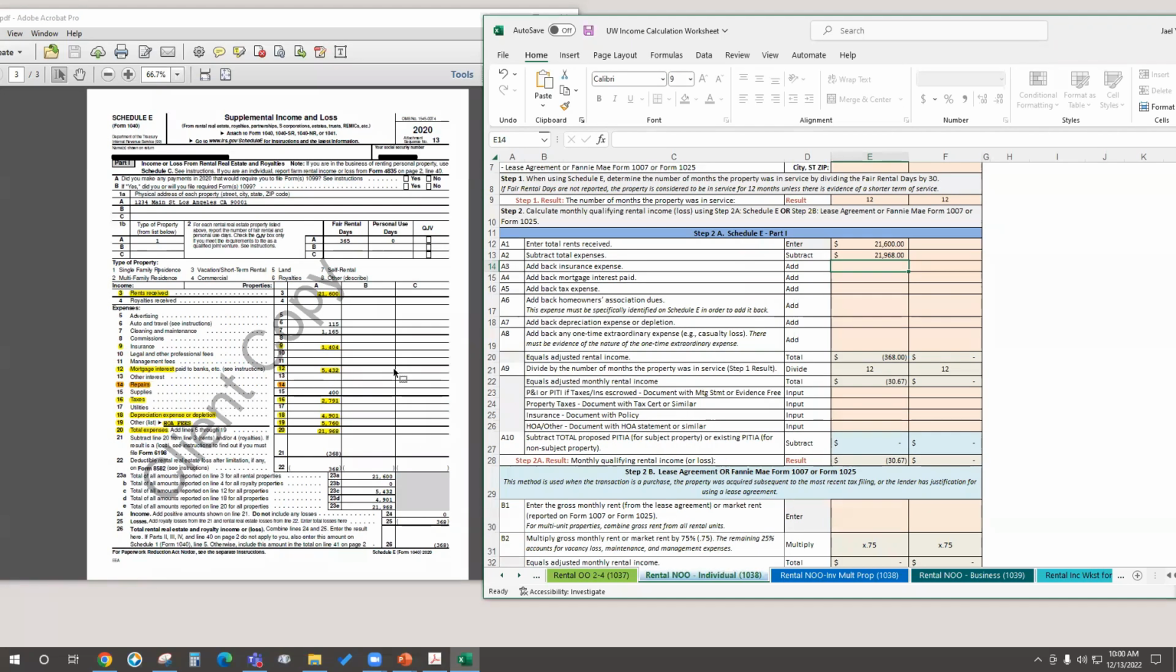And now we're going to start giving back the items that we can give back to the income calculation. In this case, line item 9, insurance, is $1,404. Your mortgage interest, which you can give back to your borrower, is $5,432. Your taxes, line item 16, at $2,791. And here is your homeowners association dues, your HOA dues, which in this case is $5,760.